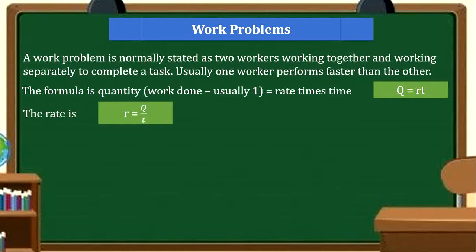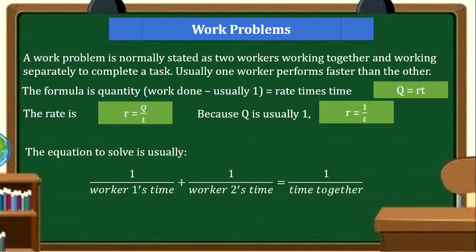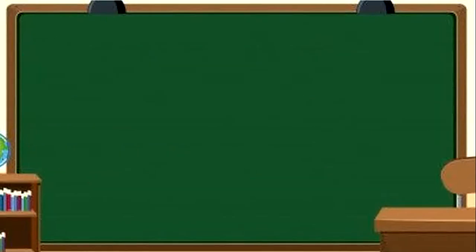So, the rate is R equals Q over T. Because Q is usually 1, we have R equals 1 over T. So, the equation to solve is usually 1 over the first worker's time plus 1 over the second worker's time equals 1 over the time together.